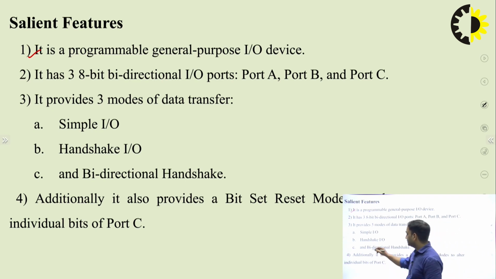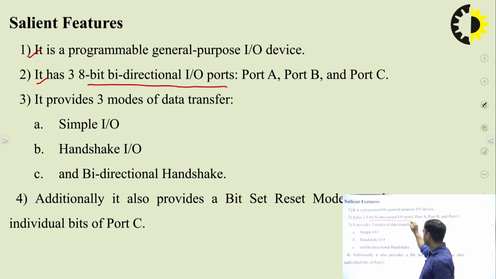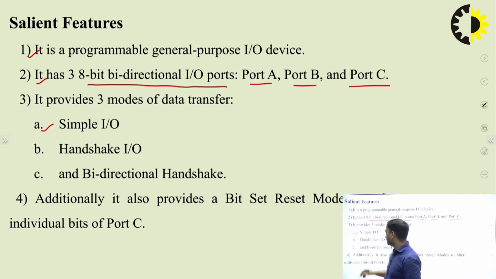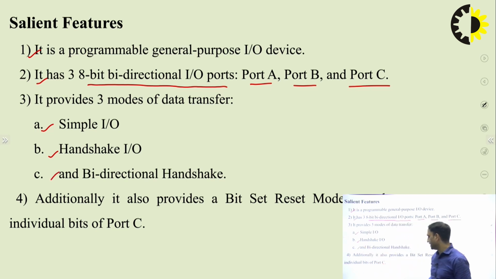It has three 8-bit bidirectional IO ports, and these ports are port A, port B and port C. It provides three modes of data transfer. First is the simple input output mode, second is the handshake IO mode, and third is the bidirectional handshake mode. Additionally, it can also provide bit set reset modes to alter the individual bits of port C.